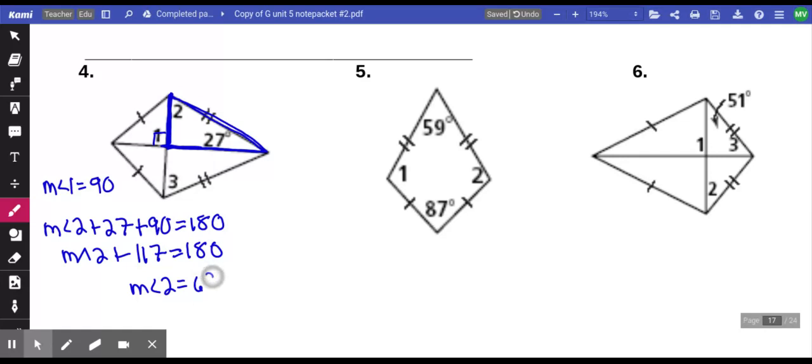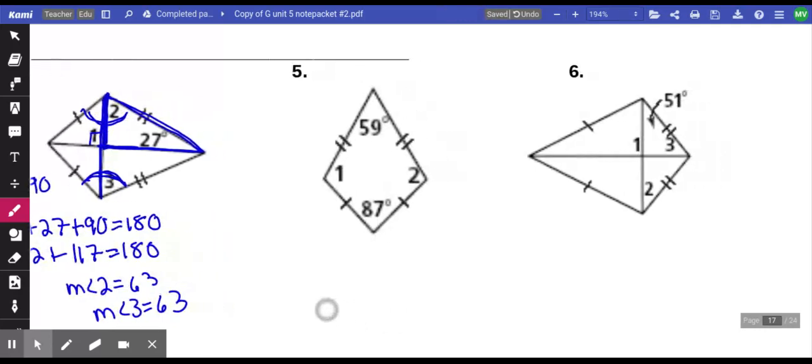Now, I need to remember in my kite that the angles in between the two congruent pairs are congruent. And this diagonal makes it so I make two sets of congruent triangles. So therefore, angle 3 also equals 63.